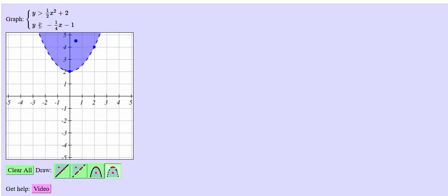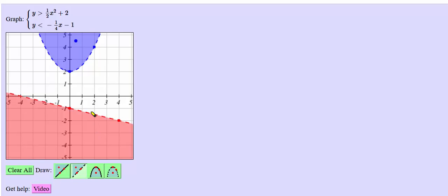Next, I have to draw the line y equals negative 1/4 x minus 1. First, notice that it's a strict inequality. y must be less than, as opposed to less than or equal to, this algebraic expression. So when I go to graph my line, I will choose the dotted line. I'm going to start by graphing the y-intercept of the line, negative 1. I'm going to use the fact that the slope is negative 1/4 to get another point on my line. Since the slope is negative 1/4, I'm going to go down 1 and to the right 4 to find another point on my line.